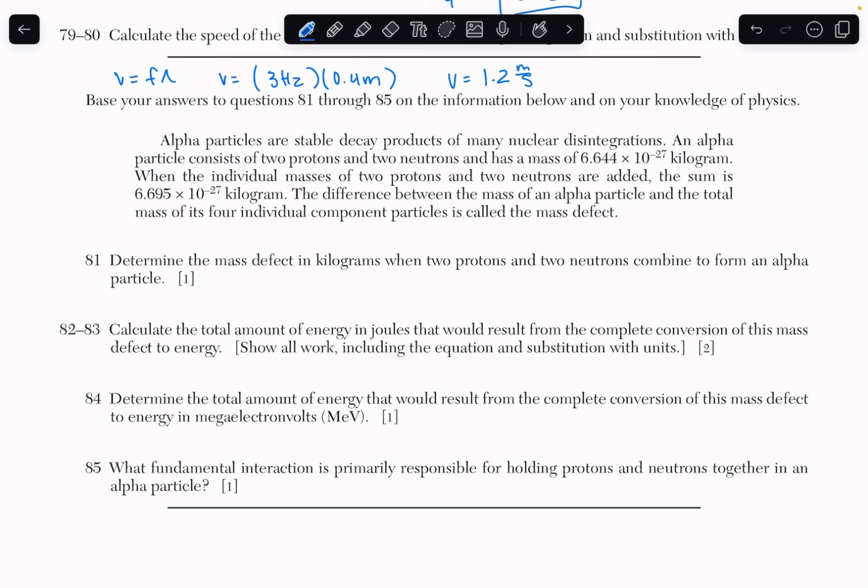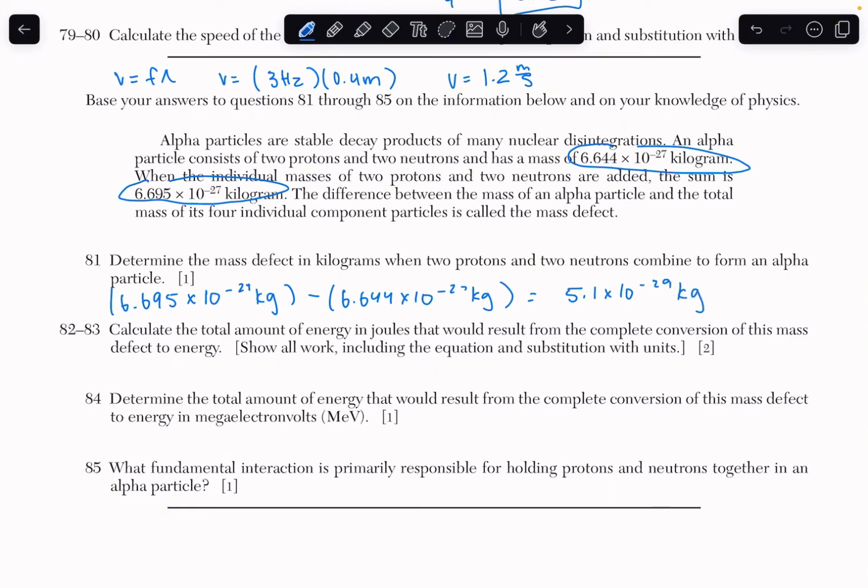As it just explained in the question, the mass defect is just the mass that the particle loses. So in order to find that out, we just have to subtract the 2 masses. The individual masses is bigger than the alpha particle mass. So we're going to do 6.695 times 10 to the negative 27th kilogram minus 6.644 times 10 to the negative 27th kilogram. And that is going to equal 5.1 times 10 to the negative 29th kilogram.